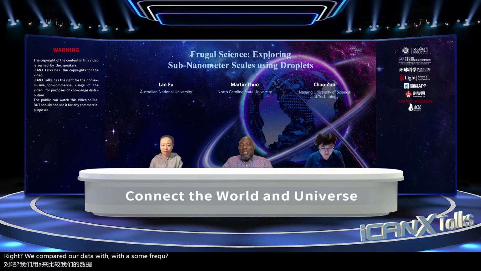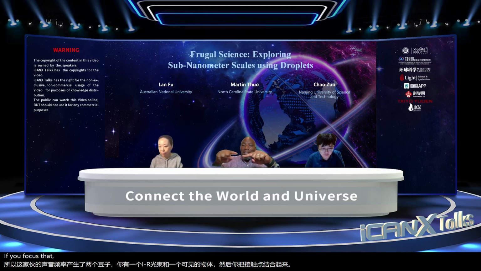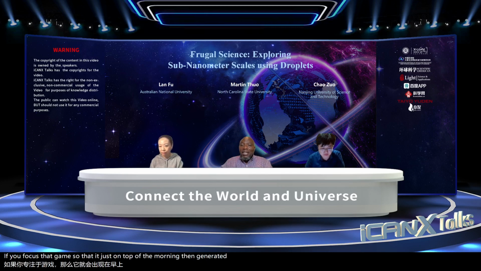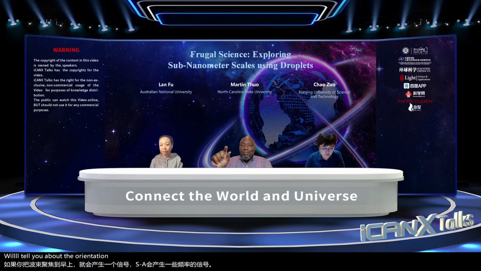sum frequency generation. So the sum frequency basically generates two beams. You have an IR beam and you have a visible beam, and then you combine them at the point of contact. If you focus that beam so that it's just on top of the monolayer, the generated signal, the SFG, the sum frequency generated signal, will tell you about the orientation of that bond.